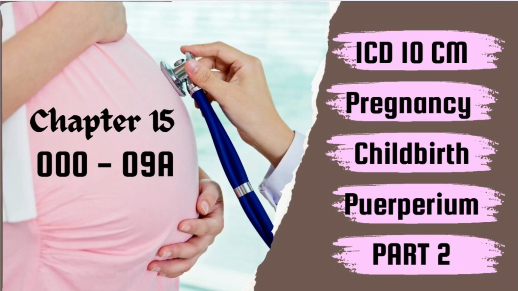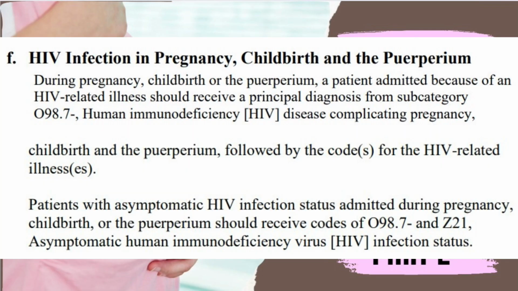The next point is F, HIV infection in pregnancy, childbirth and puerperium. We already know that for HIV, even in normal cases, illness associated with symptoms or asymptomatic should be coded, right? Likewise, if the pregnant patient has an HIV infection during the pregnancy, childbirth or puerperium period, you will be coding the HIV infection complicating pregnancy. Because this is pregnancy, the O code should always be the principal diagnosis. So O98.7, which is HIV disease complicating pregnancy, childbirth and puerperium, you should be coding this first.